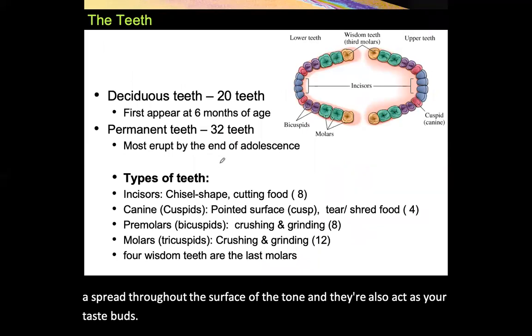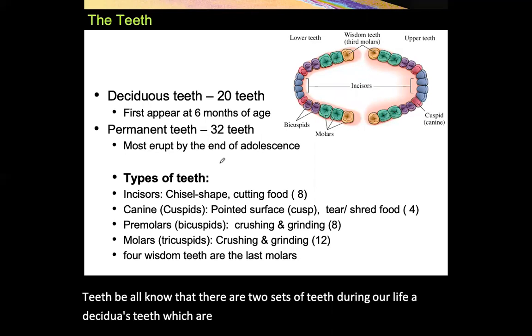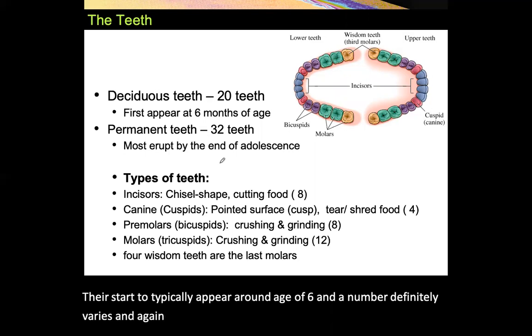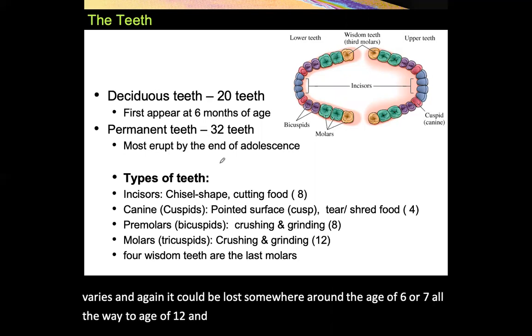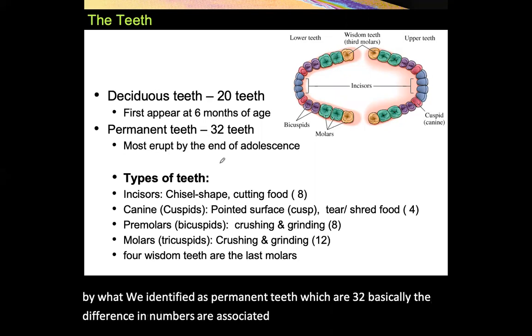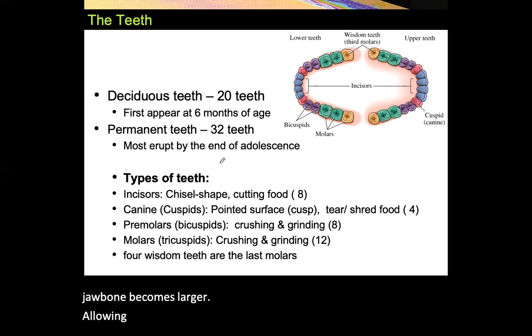Teeth, we all know that there are 2 sets of teeth during our life. Deciduous teeth, which are about 20, typically start to appear around age 6, though that number definitely varies. They can be lost somewhere around the age of 6 or 7, all the way to age 12 or 13. These deciduous teeth are replaced by permanent teeth, which are 32. The difference in numbers is associated with the jawbone becoming larger, allowing the mouth to fit more teeth in.